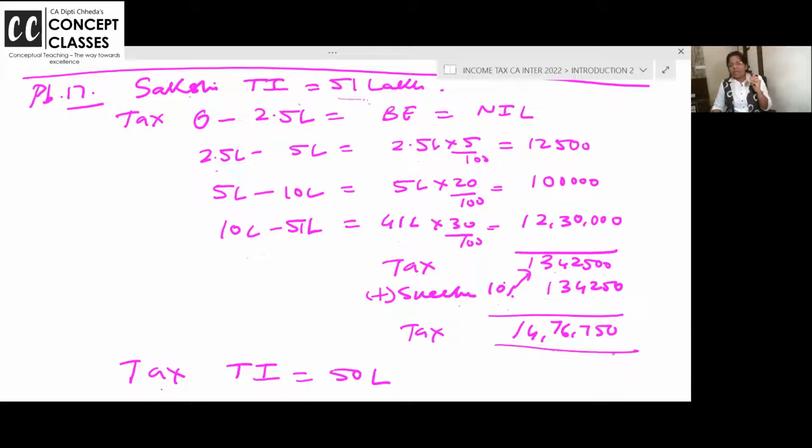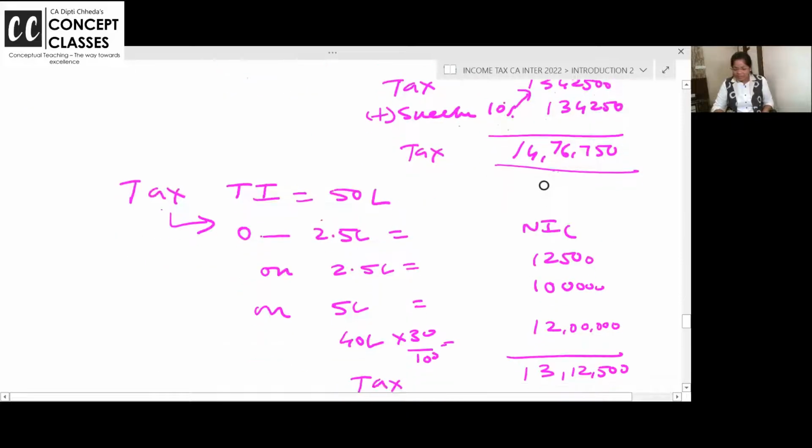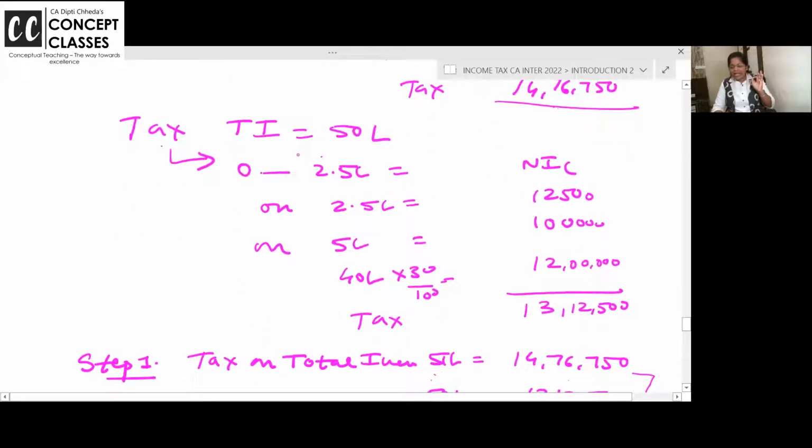For calculation of marginal relief, like a rebate, you give the marginal relief and then on the balance you calculate the tax. So now, what is the tax on 51 lakhs? 14 lakh 76,750 including 10%. Now, what is the tax on 50 lakh? Up to 2,50,000 nil, 2,50,000 to 5 lakh, 12,500, 5 lakh to 10 lakh, 1 lakh, and the remaining 40 lakh at 30%, 12 lakh. So tax is coming to 13 lakh 12,500.